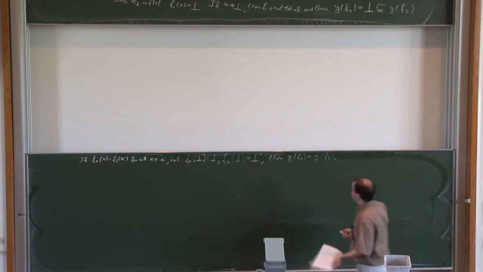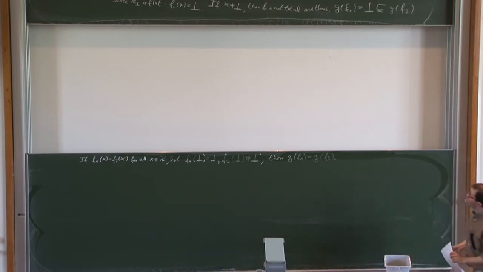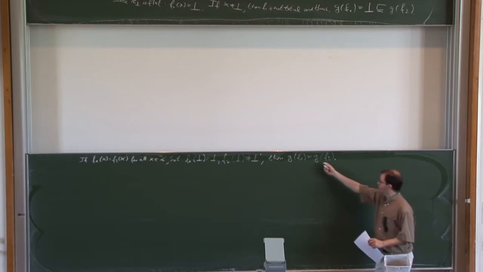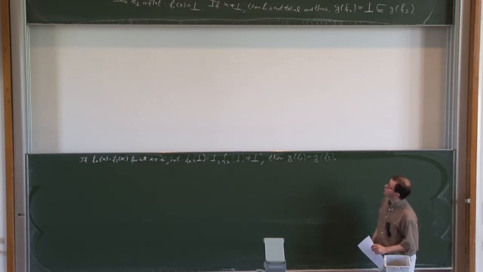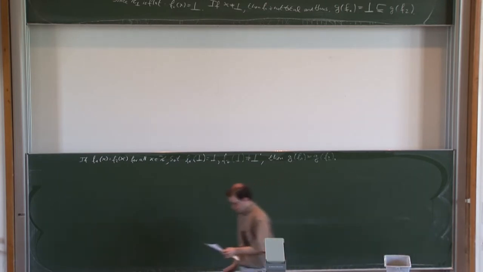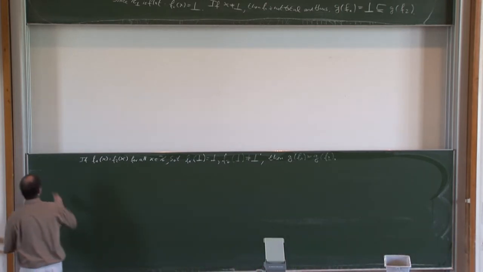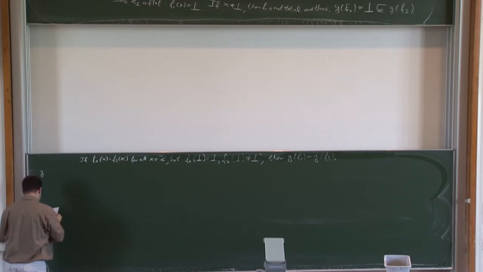So if f1 is less than or equal than f2, then it depends on where they differ. If they differ on an integer, then g of f1 will be bottom, and therefore smaller than g of f2. If they differ somewhere else, then g of f1 and g of f2 will be the same. And if they don't differ at all, then g of f1 and g of f2 will also be the same. So it's monotonic. But g is not continuous.